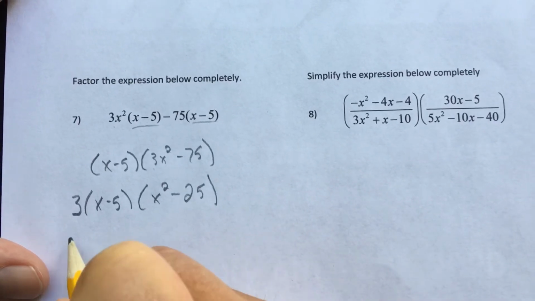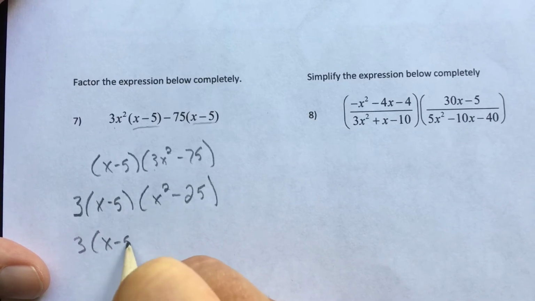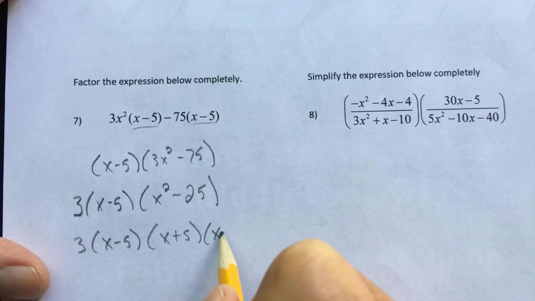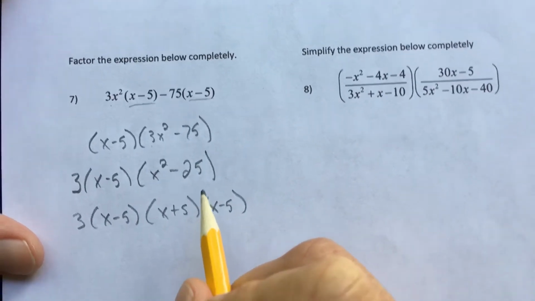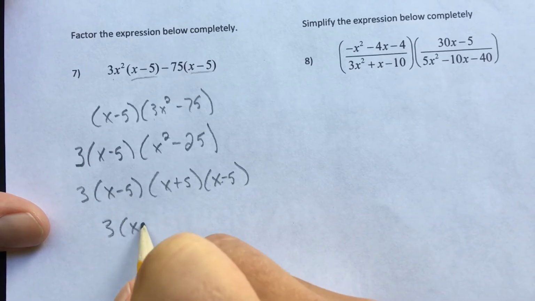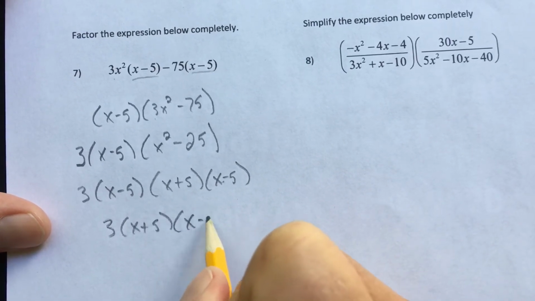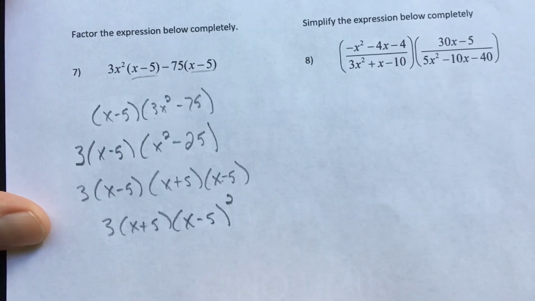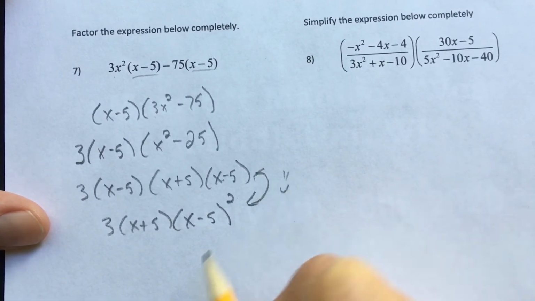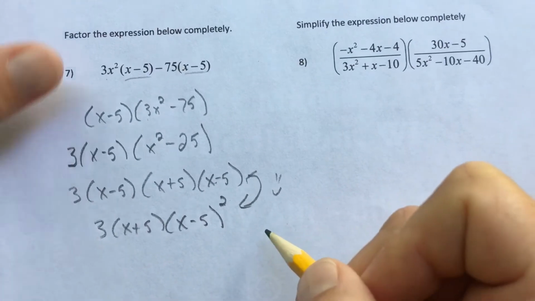Now that's a perfect difference of squares. And so I can break that into x plus 5, x minus 5. And there's nothing wrong with that. That's totally fine. But you'll see you have 2 x minus 5 terms. So if you wanted to just kind of clean it up a little bit, you could write that as x minus 5 squared. Either of these answers would make us happy, right? You don't have to get worried about that.